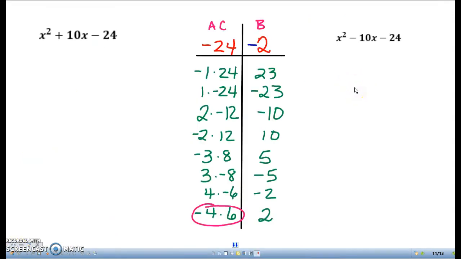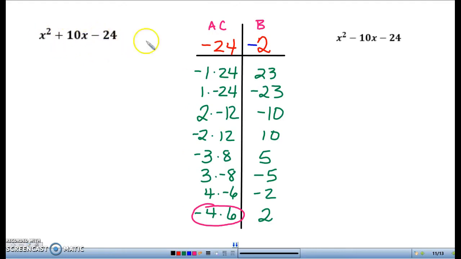Okay, let's do a couple more of these. You probably noticed by now, your C on all of these is either positive 24 or negative 24. I've just been working through these so you can figure out how you deal with the signs when the signs are plus plus, or plus minus, or minus plus, or they're both minus. How do you deal with the sign?